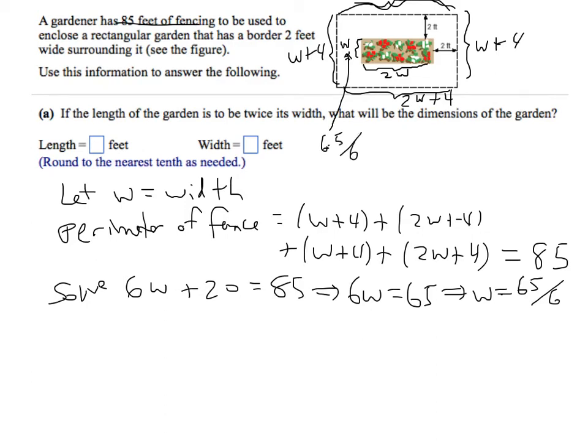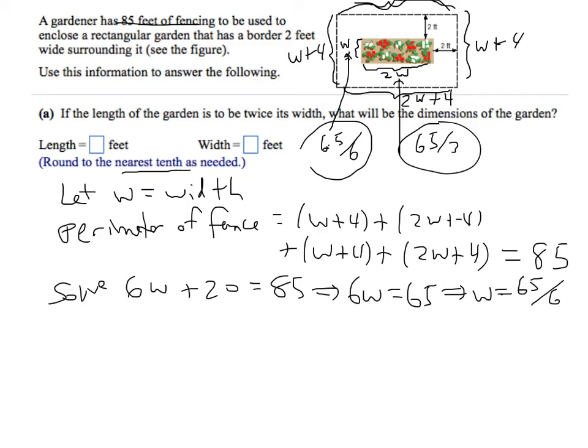And this dimension, the length, will be twice that. So twice 65 sixths will be 65 thirds. But it does say round to the nearest tenth, so you would be able to put that in a calculator and see what that is, rounded to the nearest tenth for both terms.